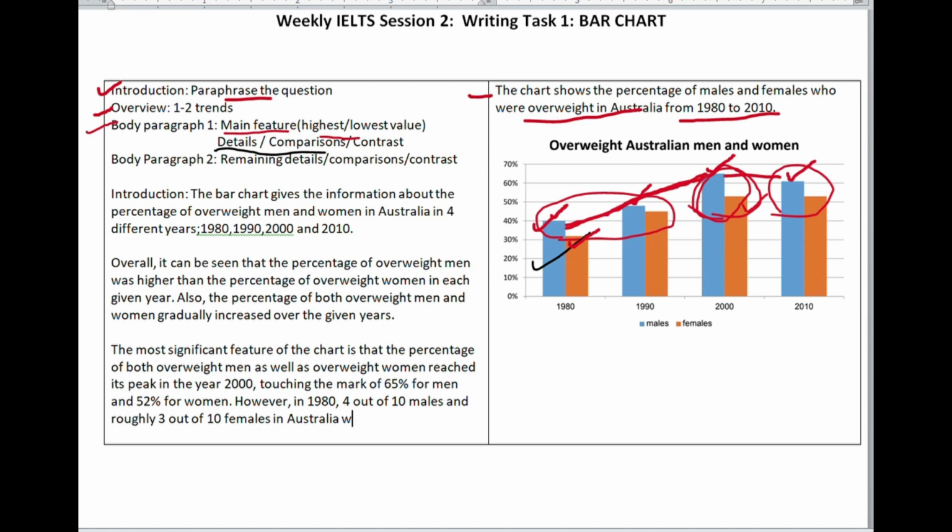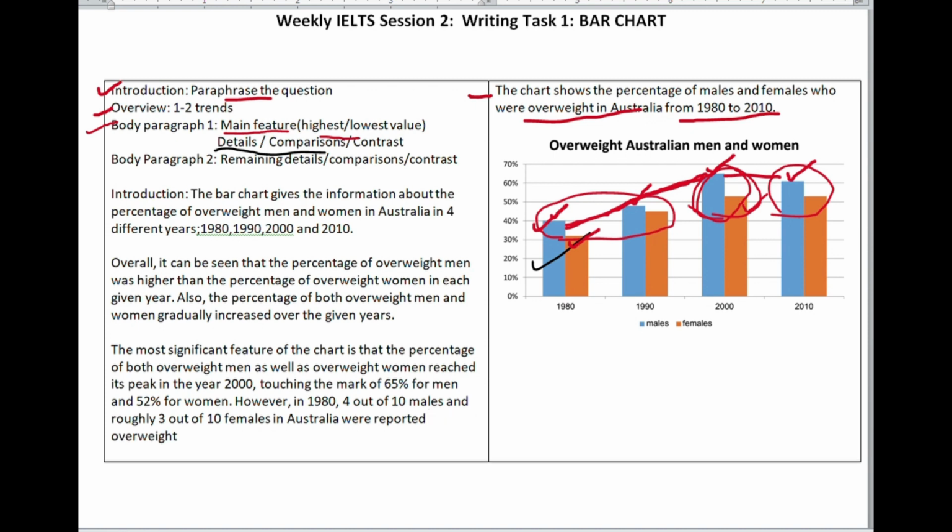were reported overweight. We can't change the word overweight because that's the keyword of the data. We can't write it obese or they were suffering from obesity. Obesity doesn't necessarily mean being overweight. So the first body paragraph is complete.